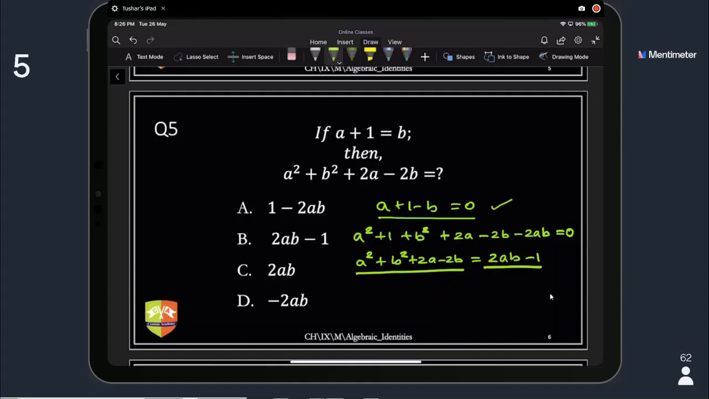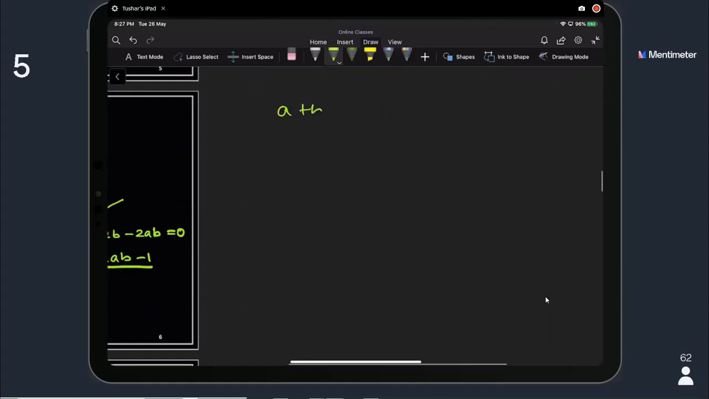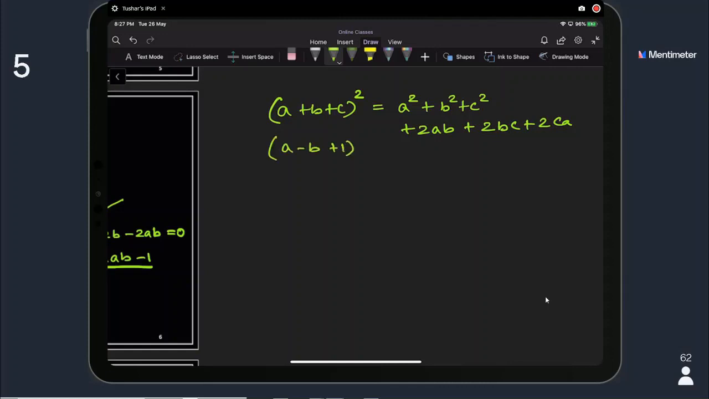See, observation. How do we figure out that we had to do this? The catch was these two terms. The moment you saw that the 2A, 2B and 2AB terms are missing, that was when it would have told you to use the trinomial formula. The trinomial formula is a plus b plus c whole square. I asked you to compile all of these and keep them whenever solving questions. This one was the trinomial formula, but here it was a minus b plus one whole square.